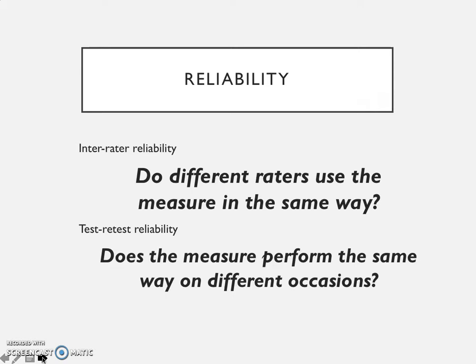First of all, there's inter-rater reliability. Inter-rater, between-rater reliability. And the question here is, do different raters use the measure in the same way? Do different raters come up with the same results with the same measure? So that's inter-rater reliability. And our second main question here is test-retest reliability. And that means, does the measure or the assessment perform the same way on different occasions?